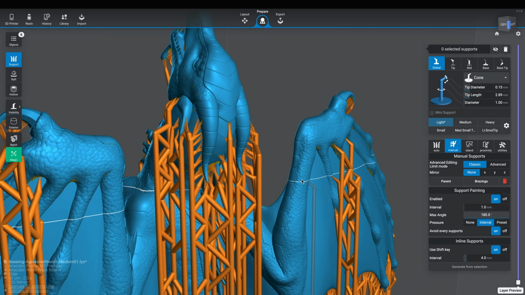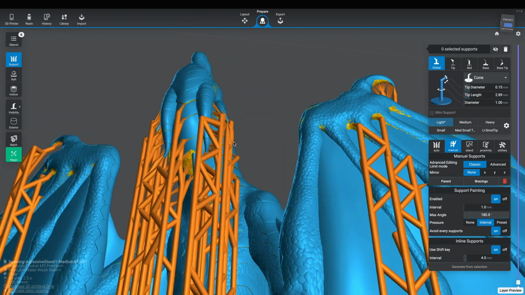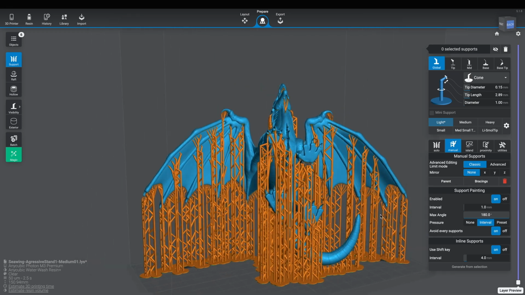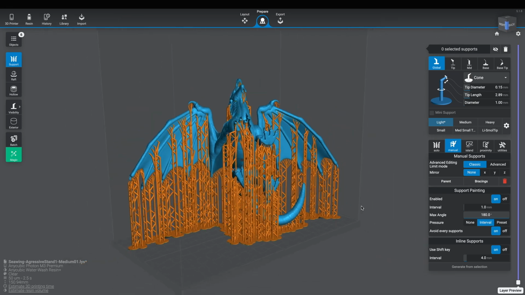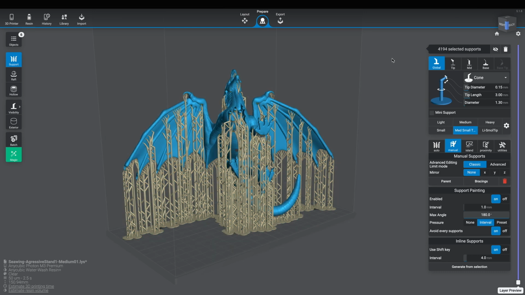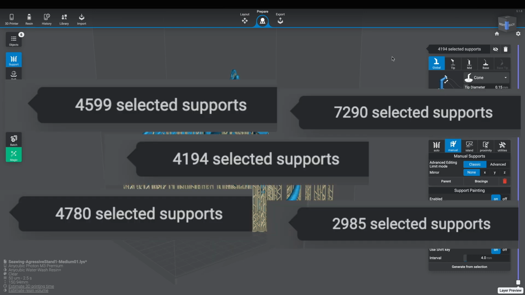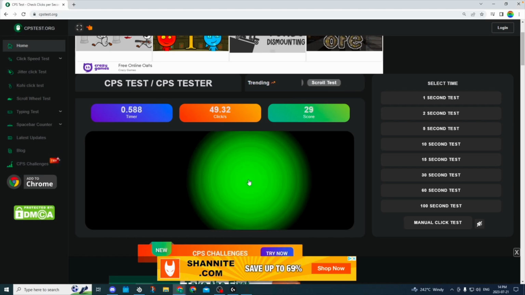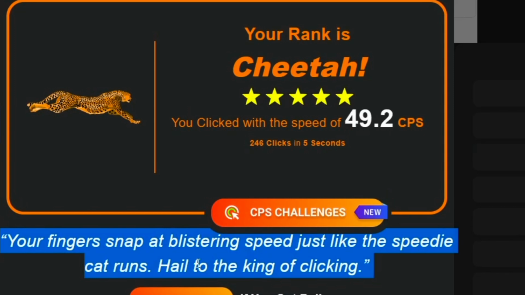Okay, I know it's not the most intense, thrilling, exciting, or adventurous thing out there, but hear me out. After doing the supports for all of these dragons and more, I have a considerably higher CPS than before. Yes!